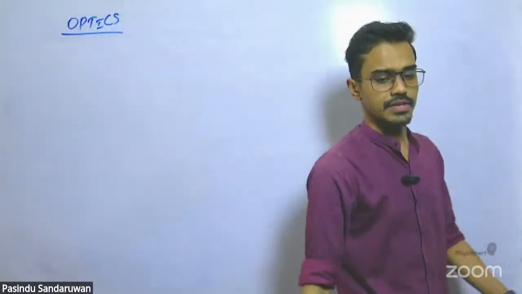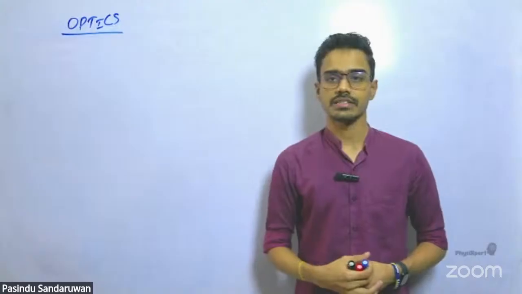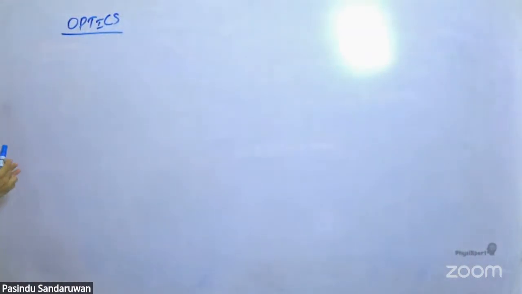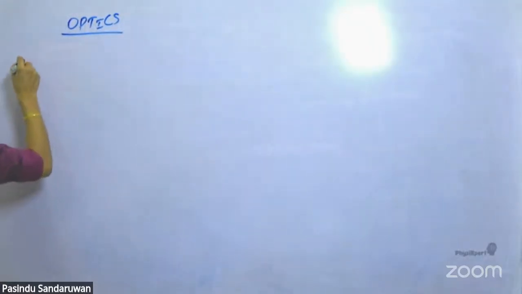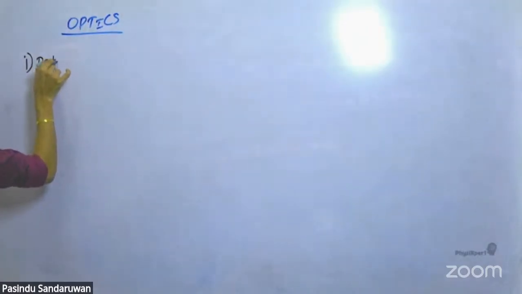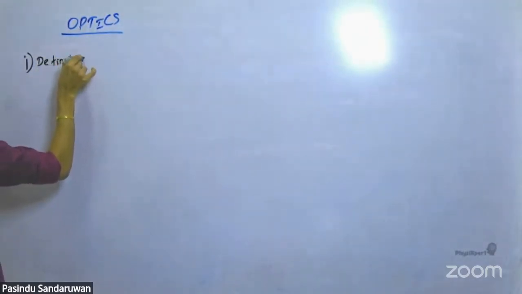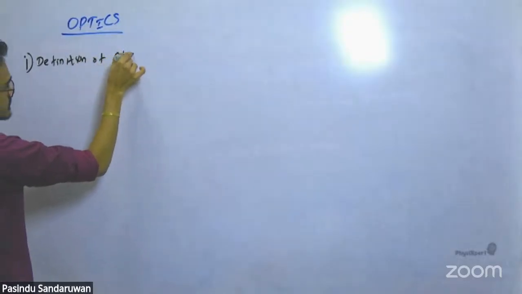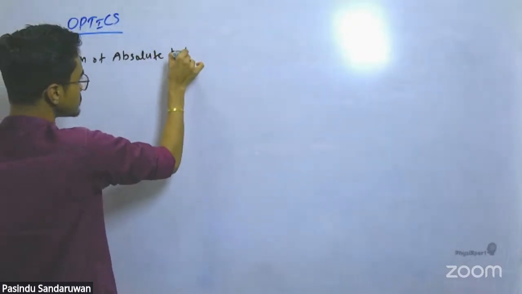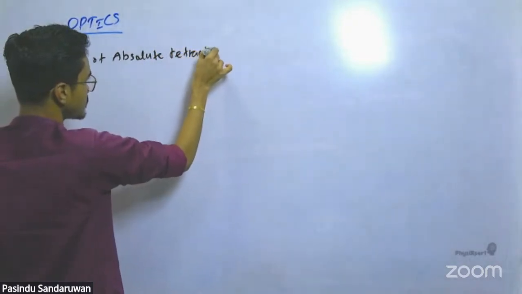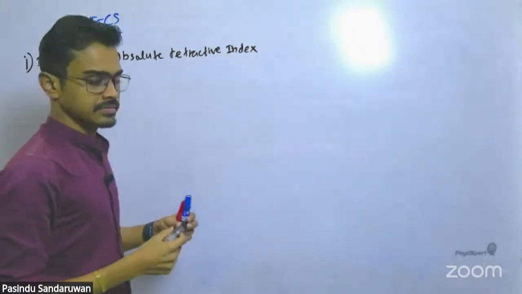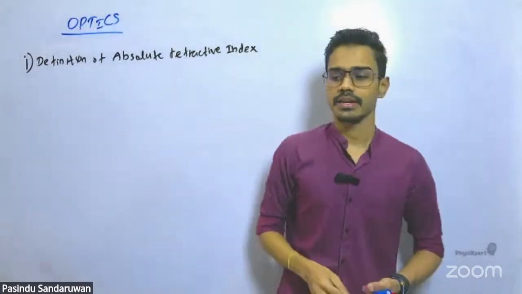Definitions of refractive index. Okay, listen. We have two types of refractive indices, right? Under that, as Roman numeral 1, write down the definition of absolute refractive index. Definition of absolute refractive index. Right. Listen.